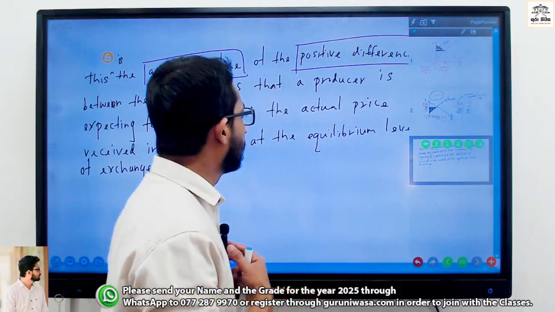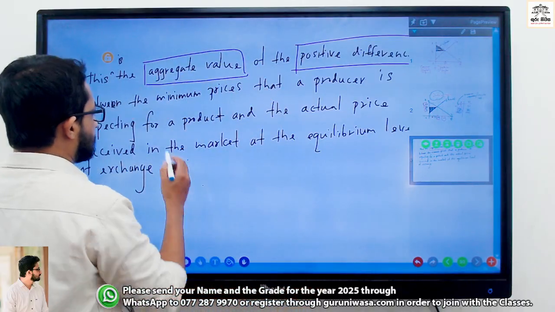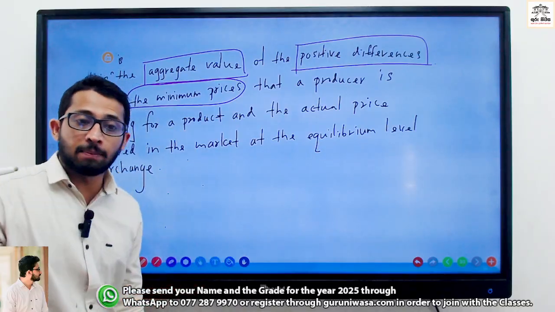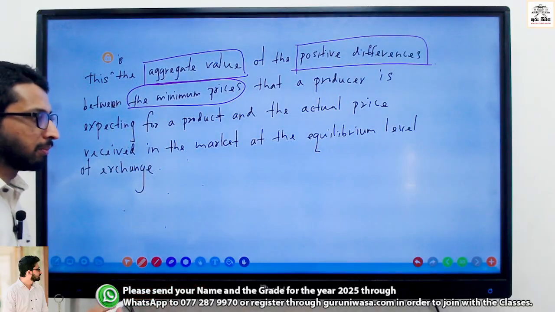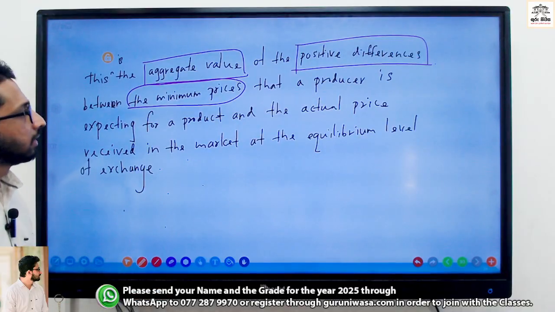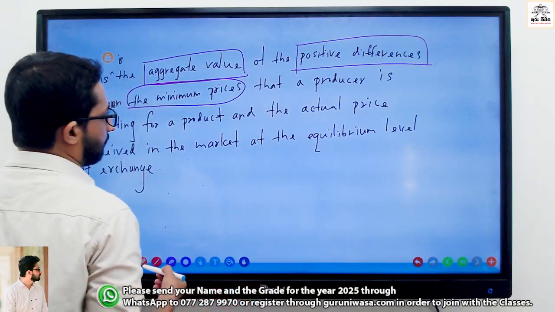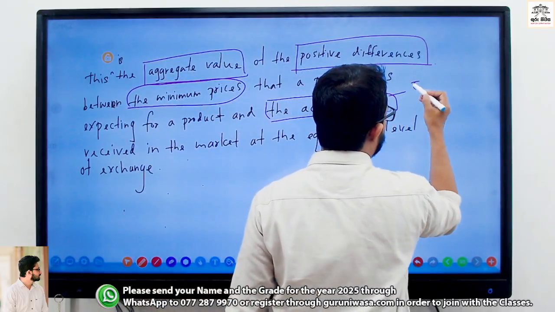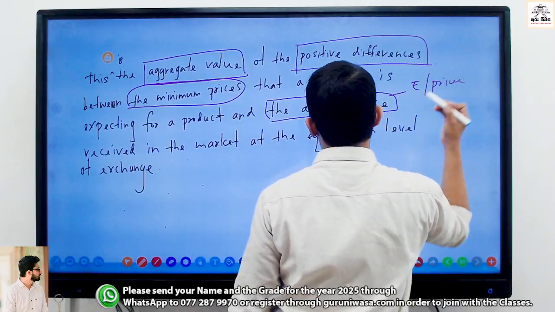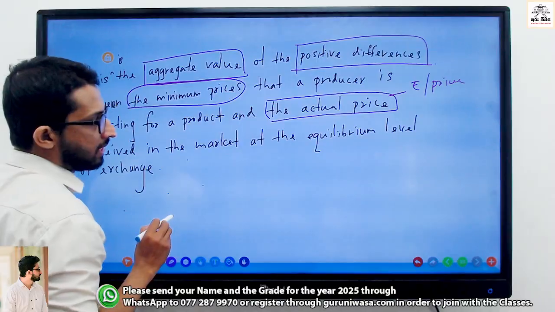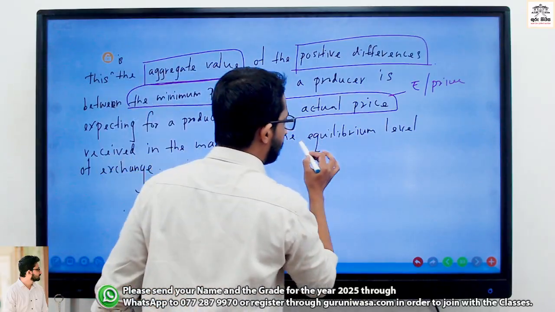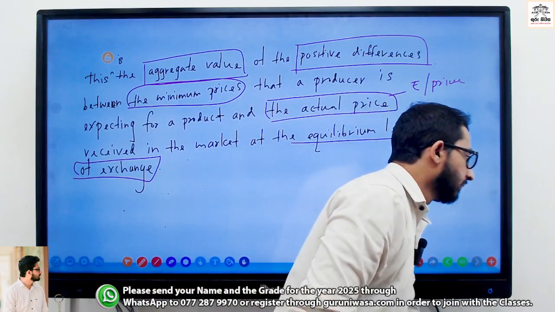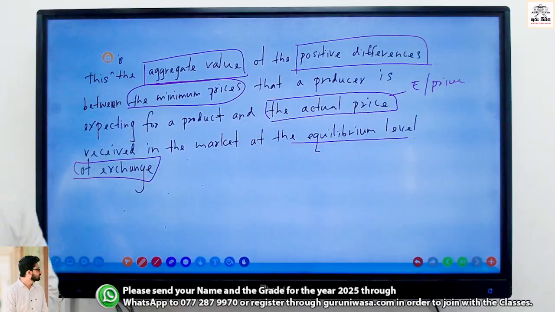Okay, next one, Lamai. Differences between, this is a very important one. The minimum price, remember, is shown by your supply curve, that the producer is expecting for a product, and the actual price. Actual price means equilibrium price, received in the market at the equilibrium level of exchange. We need to calculate this benefit for only the equilibrium quantity. Any doubt, Lamai?